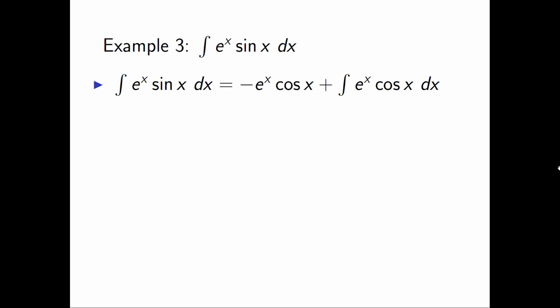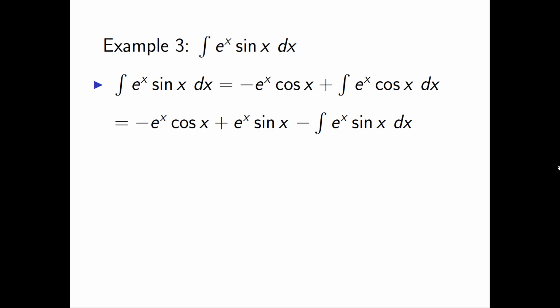And the important step here is, previously I applied u equals e to the x and dv equals sine x, and I want to be consistent with that. So I'm integrating this second piece. I'm still going to pick u equals e to the x and dv equals cosine x. Again, I'll skip the steps, but let's bounce straight ahead to here.